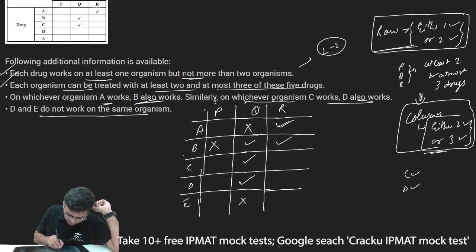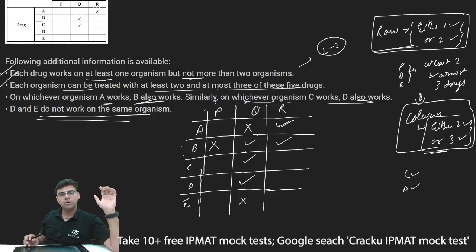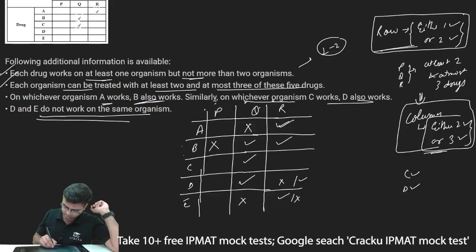D and E do not work on the same organism. This means that if this is a cross, this is a tick, or if this is a tick, this is a cross. So this can be cross, tick or tick, cross. But it cannot be tick for both cases, or cross for both cases.